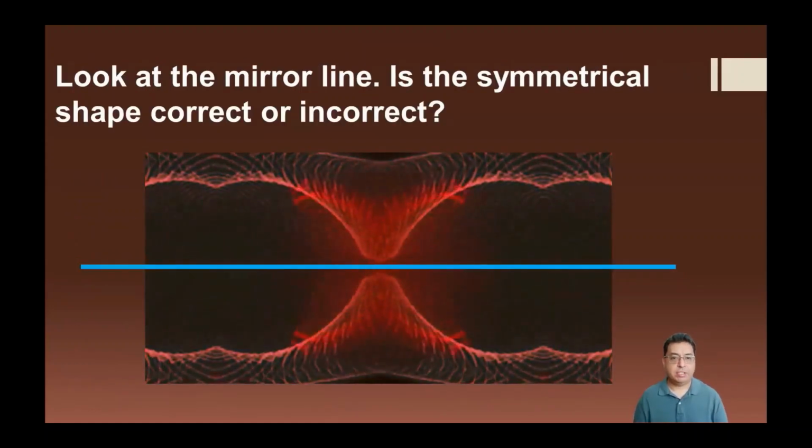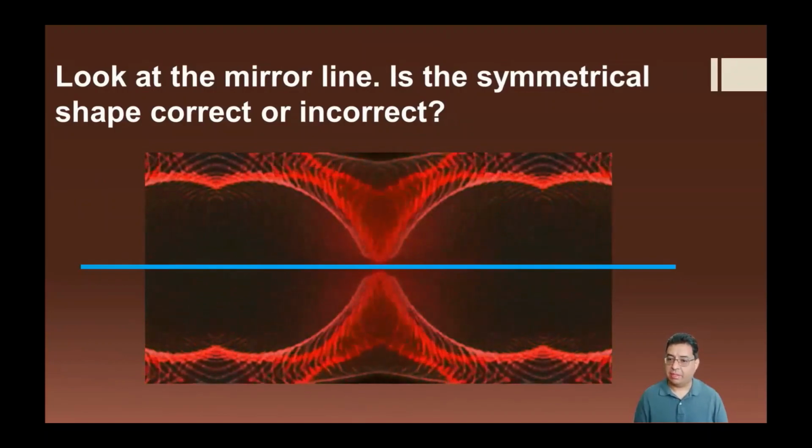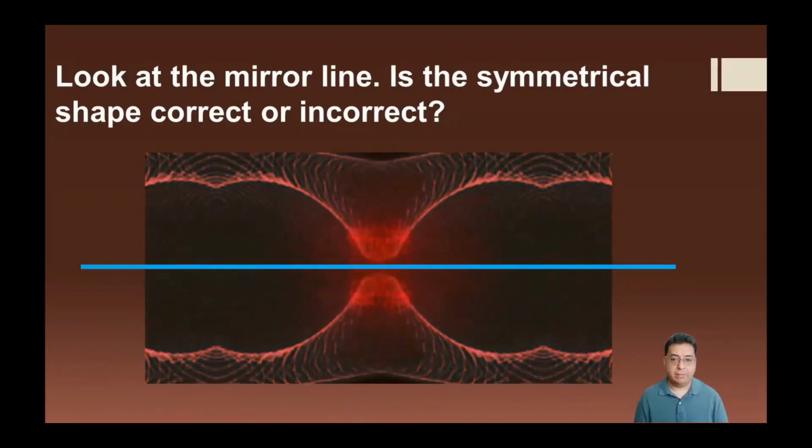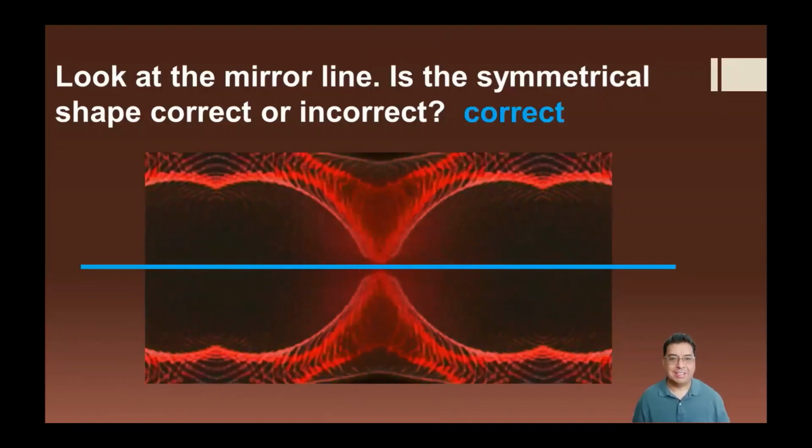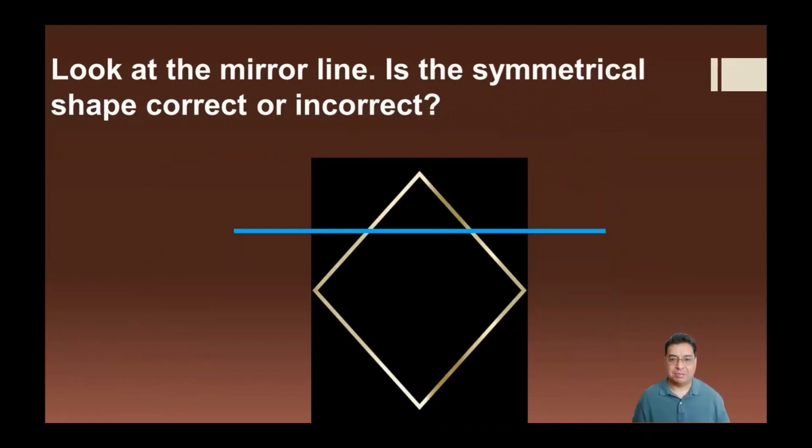Look at the mirror line. Is the symmetrical shape correct or incorrect? Okay, so looking at the blue line now, are the shapes on both sides symmetrical to each other? Is this correct or incorrect? It's correct. Same directions. What about this one? Now, again, you've got to read the directions, and it's saying to look at the mirror line, okay? That's the blue line. So looking at that blue line, is this symmetrical shape correct or incorrect based on the mirror line? That's right, it's incorrect.